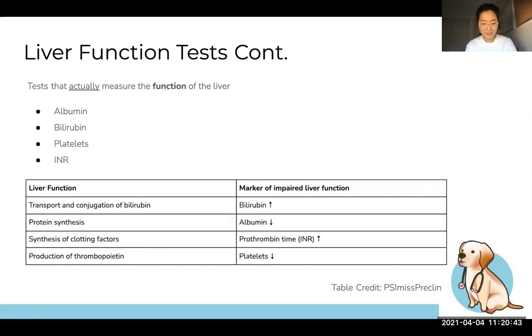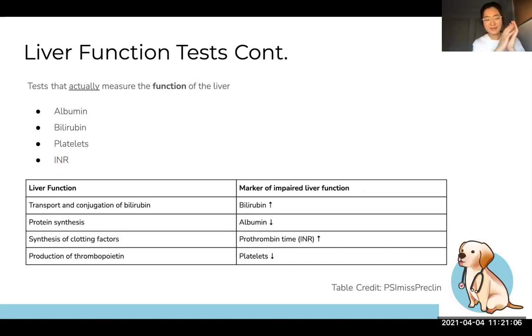Now we're going to talk about the tests that measure the liver function. The liver makes quite a few different things. The 4 main things that we look at are albumin, bilirubin, platelets, and INR. Your liver is responsible for making these 3, and INR pretty much measures how fast you can clot.